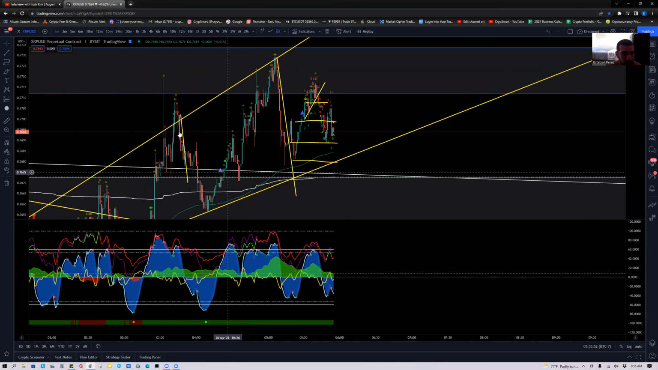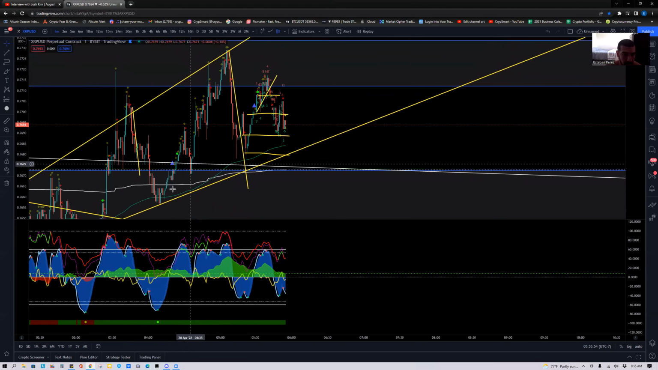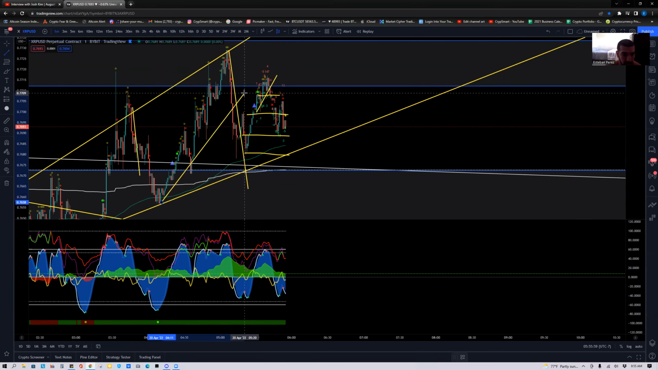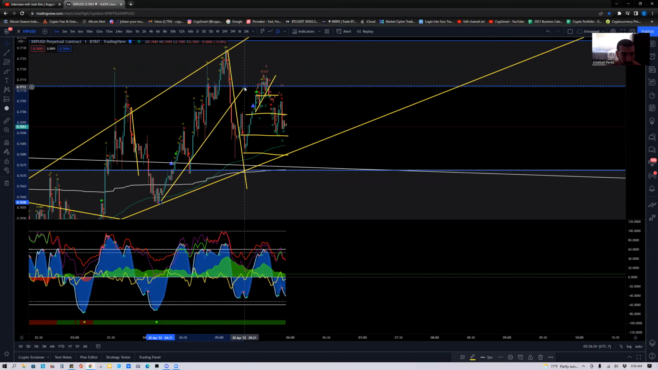Okay, so the next thing I'm anticipating here is, as you can see, here's another one we could have done. Here's a break of trend line right there, and it revisits the top of sales. That would have been a great sell right there.